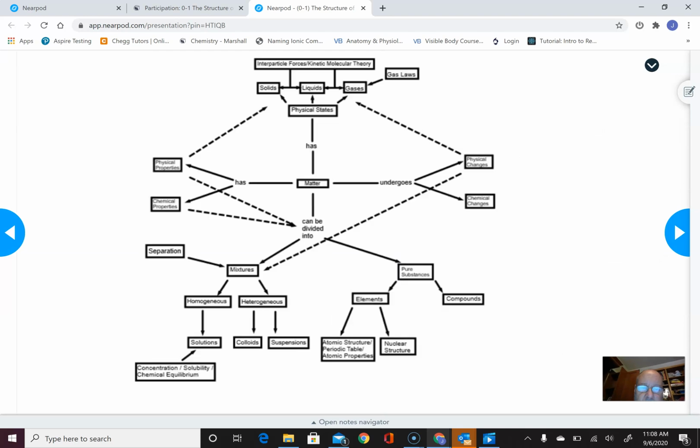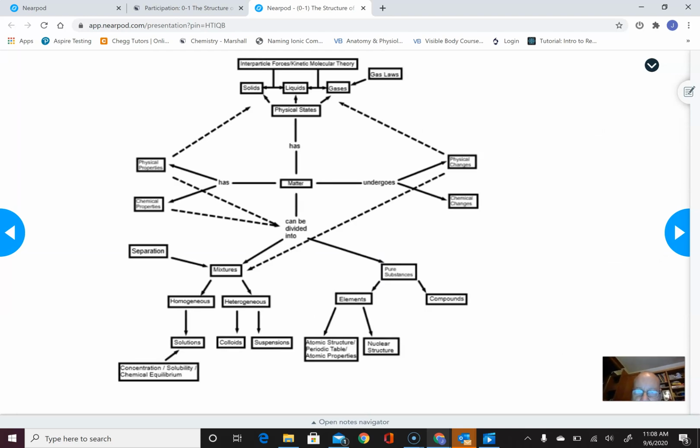So if we go to our graphic organizer, look under elements right here, and this is where I want us to put atomic structure, periodic table, atomic properties. And then we're also going to talk a little bit about the nuclear structure, how the protons are arranged in the nucleus with the neutrons. So put that under elements as well.